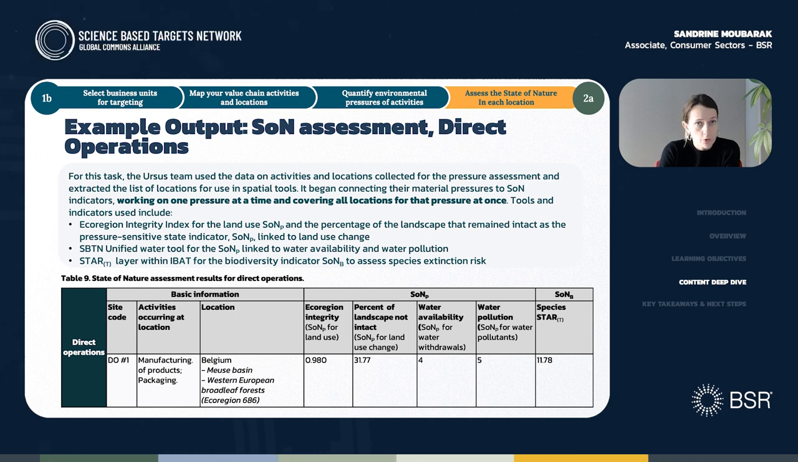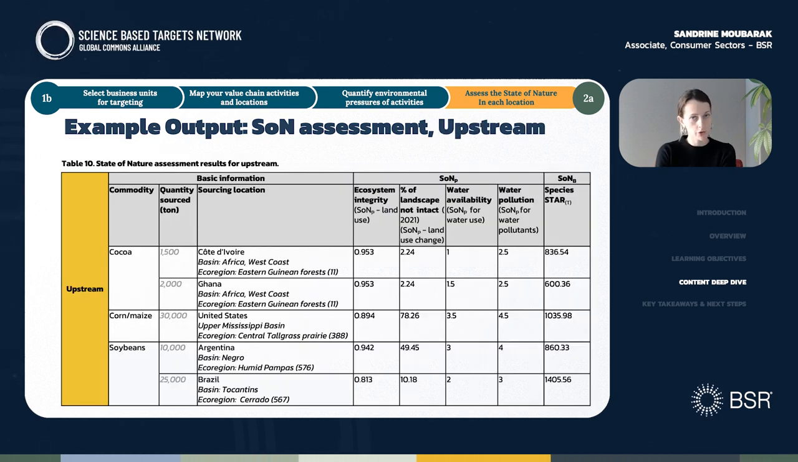Given Ursus used the same state of nature indicators for direct operations and upstream activities, here's a bit more information on how it extracted values for each indicator. Let's start with land use. To use the Ecoregion Integrity Index to gather state data, Ursus conducted a rapid review of likely sourcing regions for their upstream activities within each of the countries where they knew their goods to be derived from, and used these to select appropriate locations within the index.